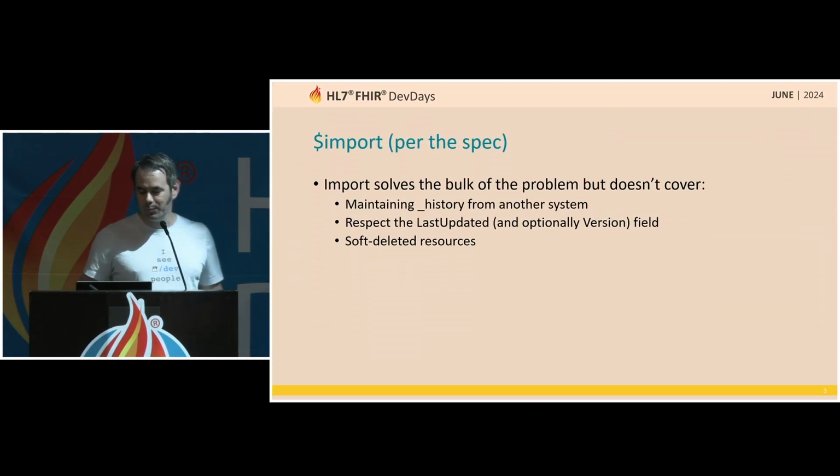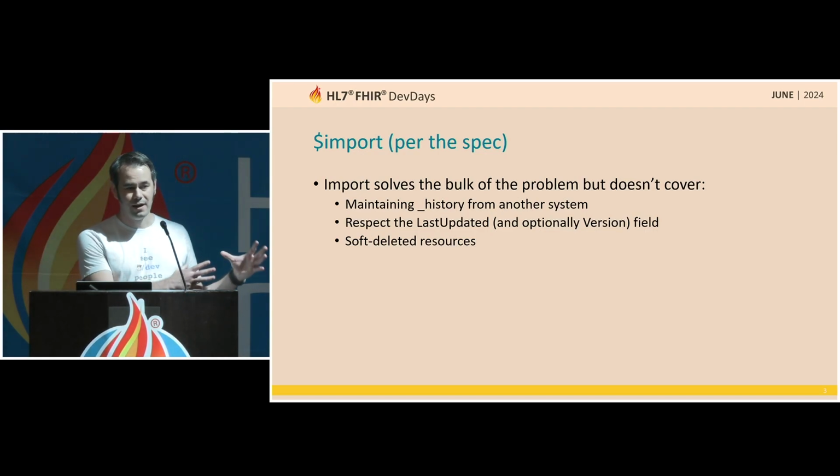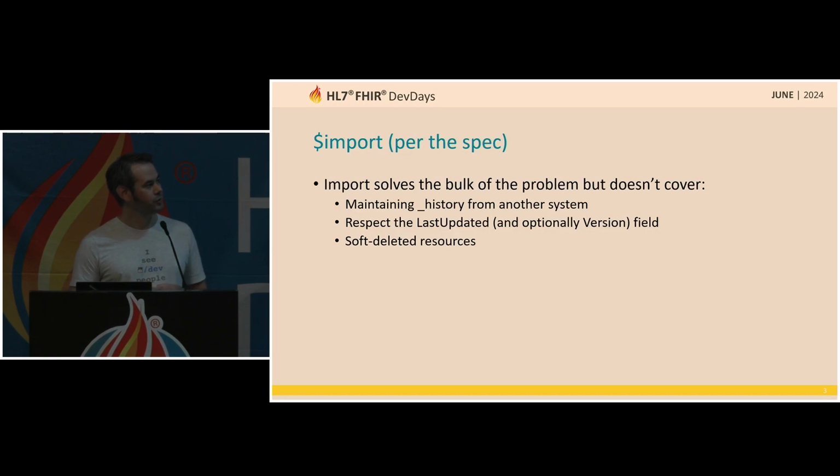So first up, import. Per the spec, it solves the import problem to the basic degree just fine. But what we discovered is if you have a lot of FHIR data that you're trying to get into the system, maybe you want to support history from one or more downstream systems. So what does it mean to support history? Well, it means respecting the last updated field and maybe optionally even the version field as well.